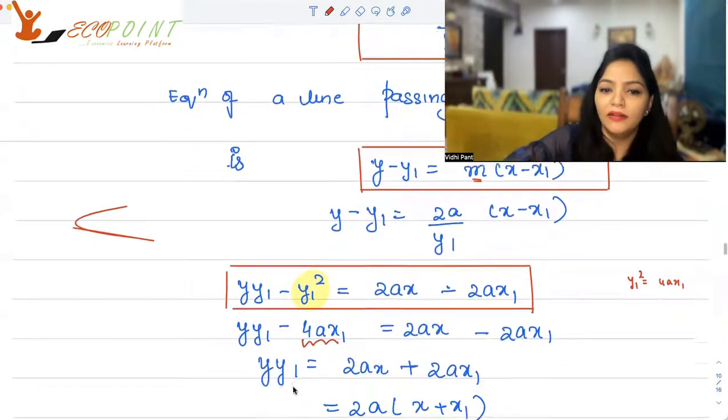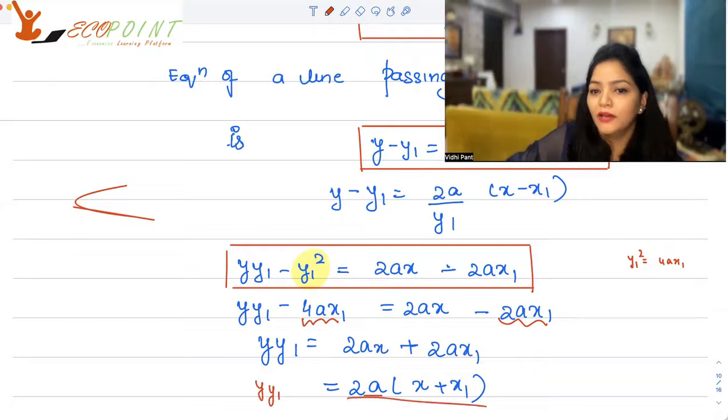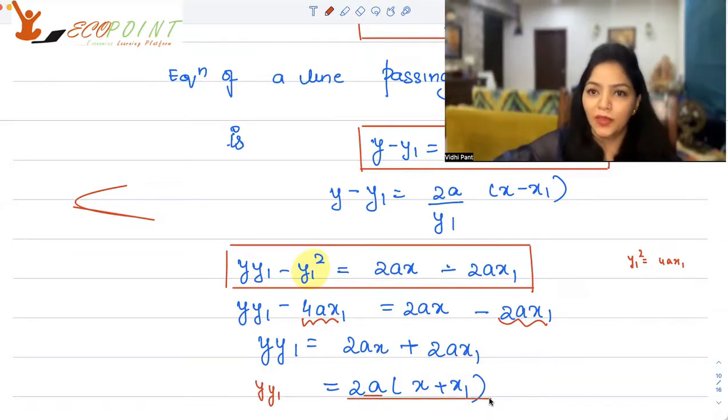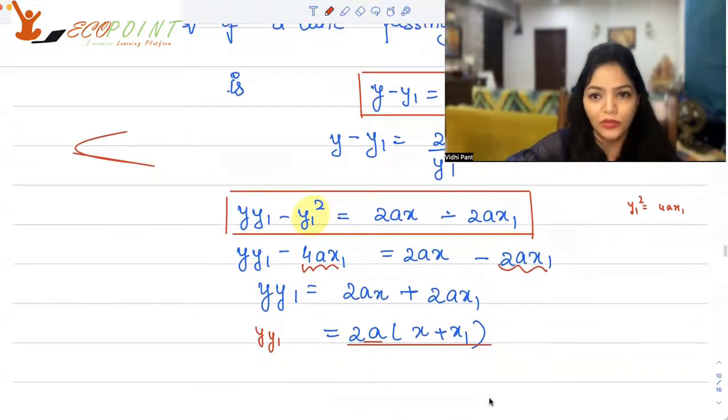Once you've done that, then it's very easy. You can take all the x terms together, so that's what I've done. Combining this and this term, you will get 2ax plus 2ax1 on the right hand side. So y into y1 is equal to 2a into x plus x1. And that becomes your equation. That's the solution to the problem. This is the equation for the tangent.